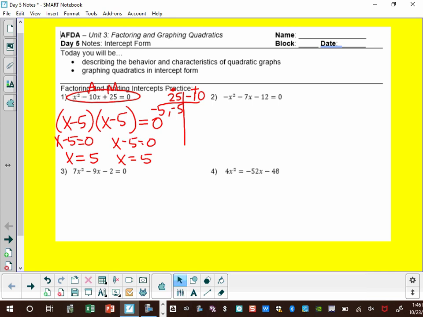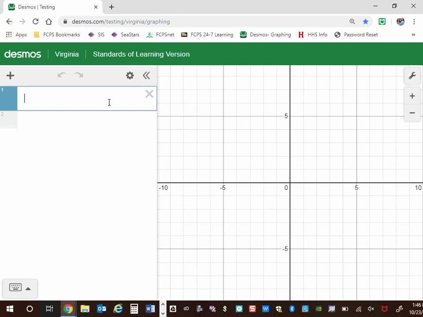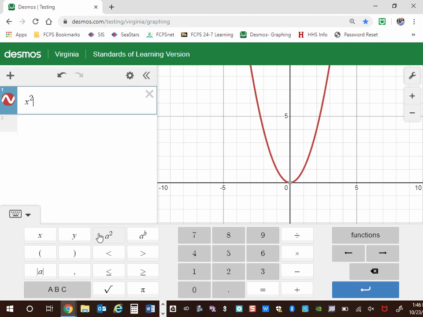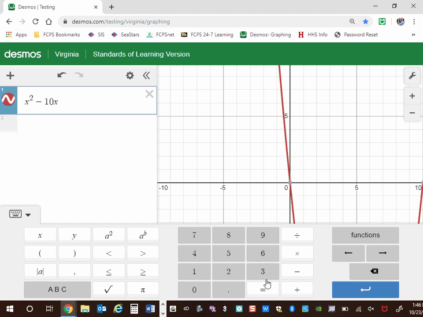Let's go to our Desmos. We're going to type this in, and we're going to get our x and our y intercepts. Okay, so let's go to Desmos. And I'm going to type in my equation. I have x squared minus 10x plus 25 is equal to 0.